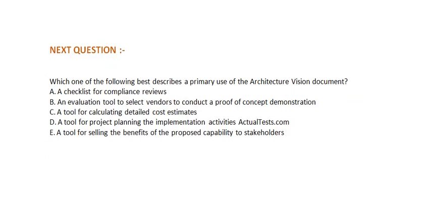Next question is, which one of the following best describes a primary use of the architecture vision document? Option A, a checklist for compliance reviews. Option B, an evaluation tool to select vendors to conduct proof of concept demonstrations. Option C, a tool for calculating detailed cost estimates. Option D, a tool for project planning, the implementation activities. And option E, a tool for selling the benefits of the proposed capability to stakeholders. The correct answer is option E.